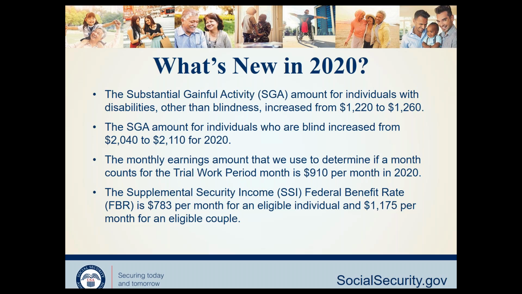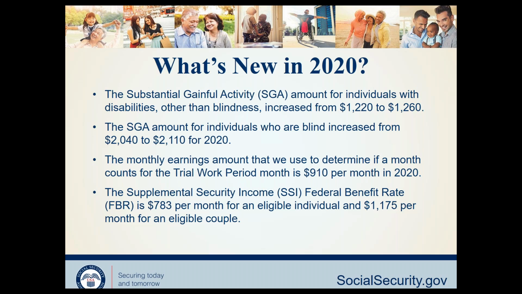The SGA amounts for individuals that are blind increased from $2,040 to $2,110. The monthly earnings limit that we use to determine trial work months went from, I think it was like $800, to $910 this year. And the federal benefit rate for SSI is now $783, whereas last year it was $771.